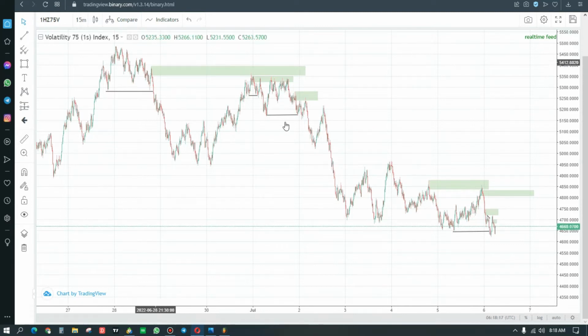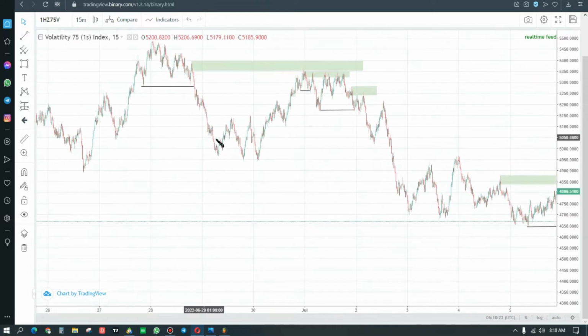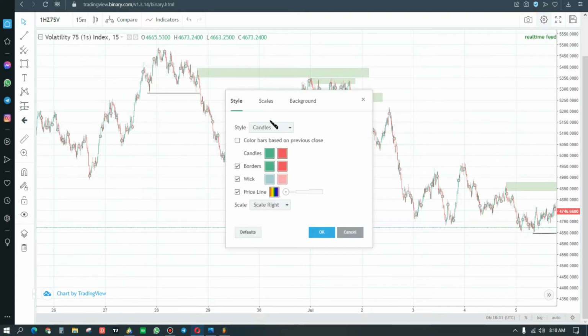Okay, so today I'm going to be looking at the Volatility 75 (1s), and I'm going to be breaking down this trade, or how I trade this pair. I'm going to show you something nice on what I do on my screen when I go to tradingview.binary.com. If you go to this website, you're going to find this chart.